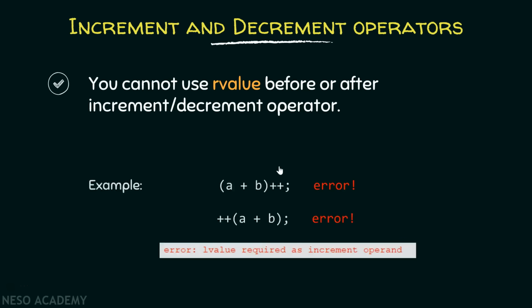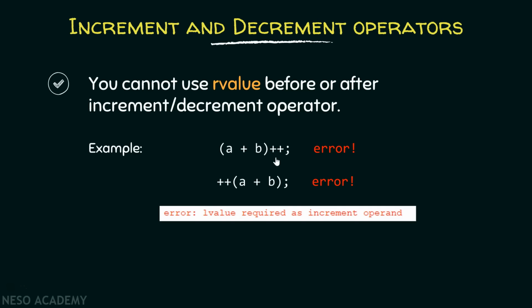That's it. You cannot use an rvalue before or after increment or decrement operator. For example, a plus b plus plus. This statement will produce an error because a plus b is an r value and you cannot provide it before or after increment or decrement operator. Therefore, the error produced by the compiler is that L value required as an increment operand, but what we are providing here is an r value.